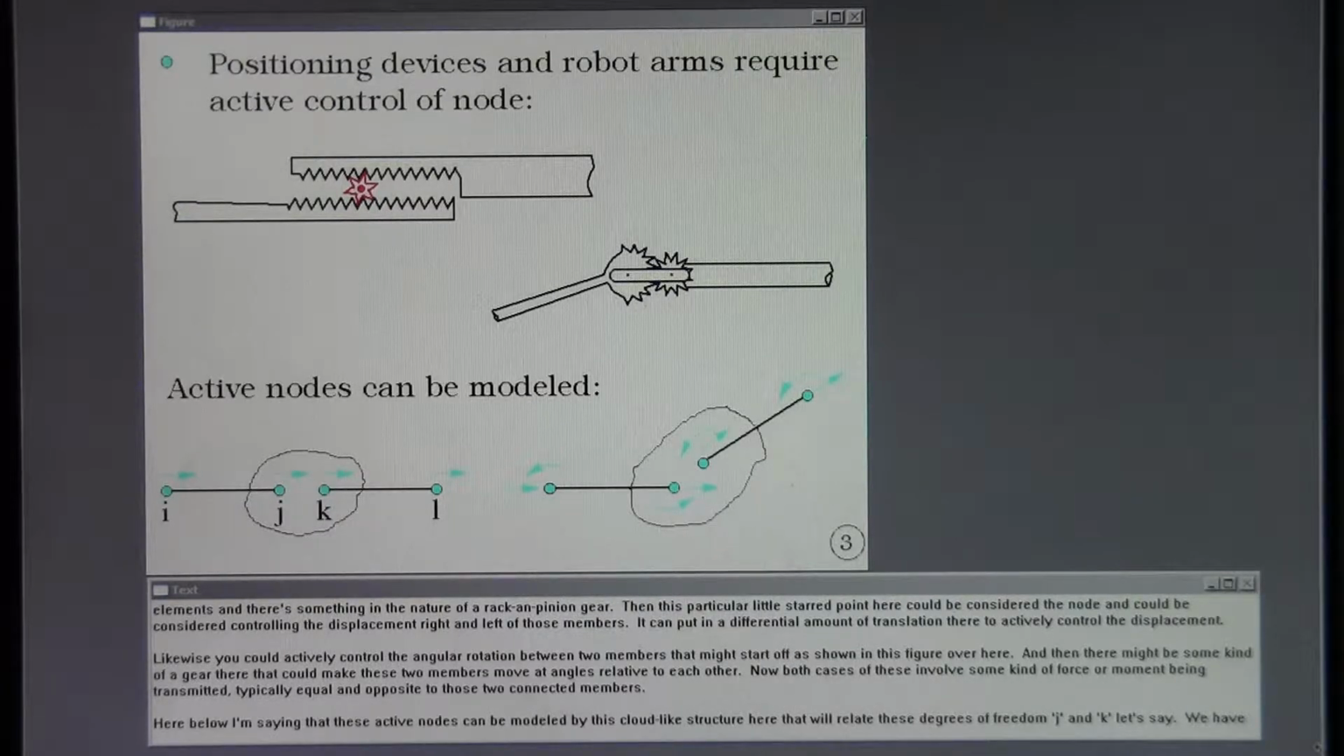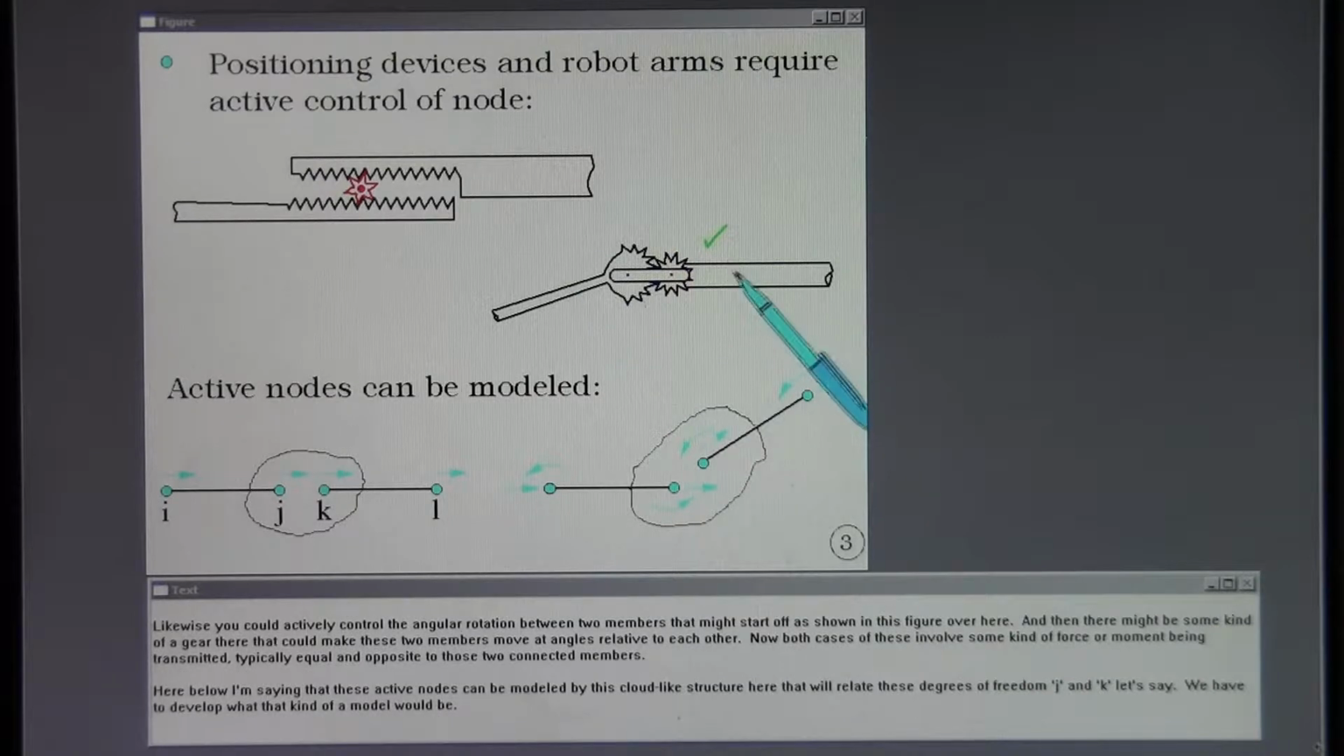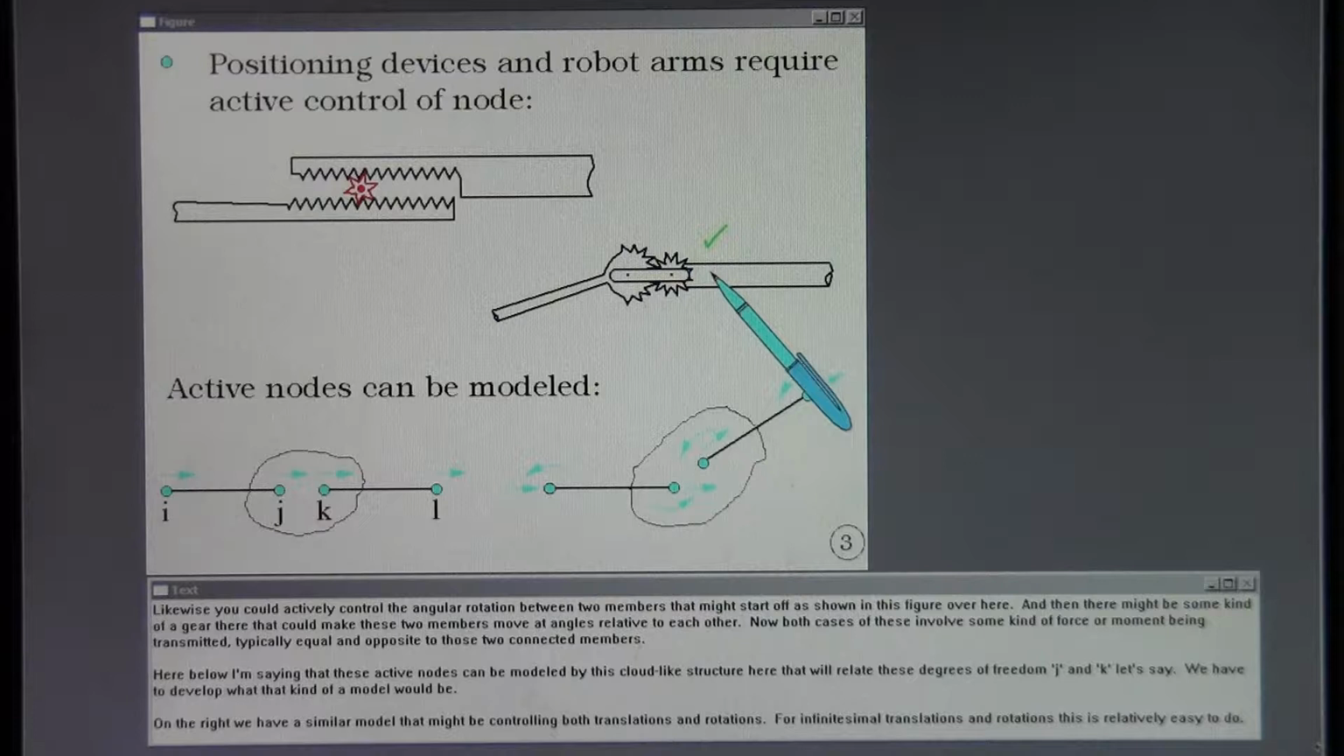Likewise, you could actively control the angular rotation between two members that might start off as shown in this figure over here, and then there might be some kind of a gear there that could make these two members move at angles relative to each other. Now, both cases of these involve some kind of force or moment being transmitted, typically equal and opposite to those two connected members.